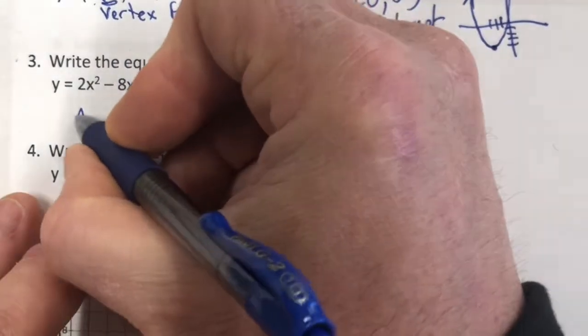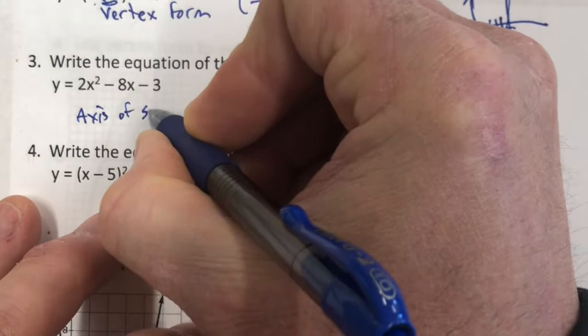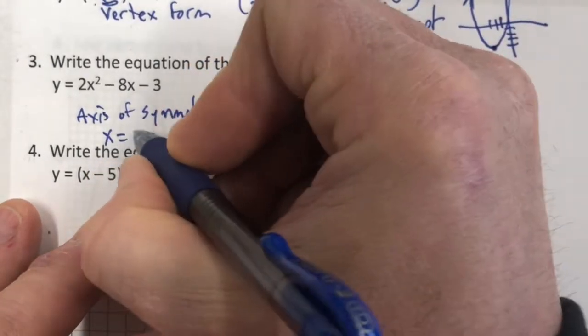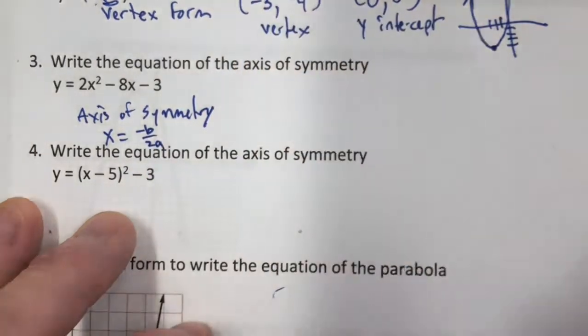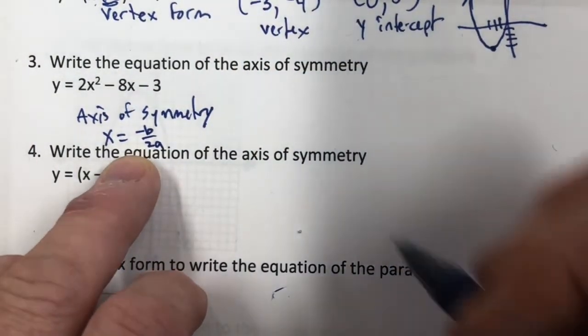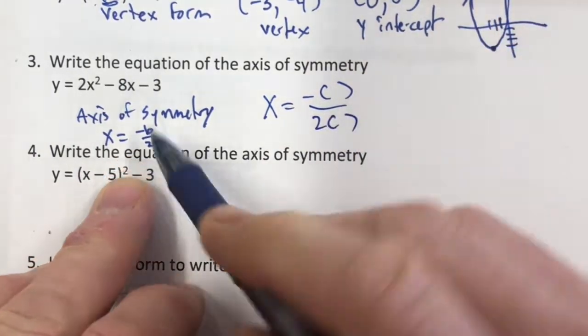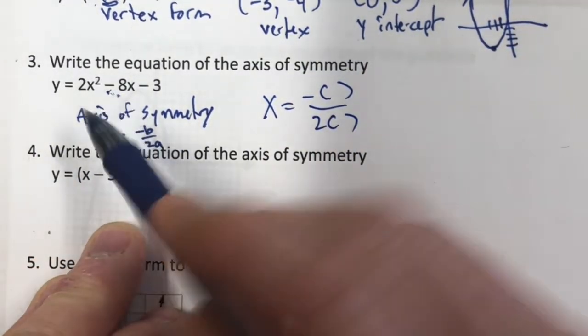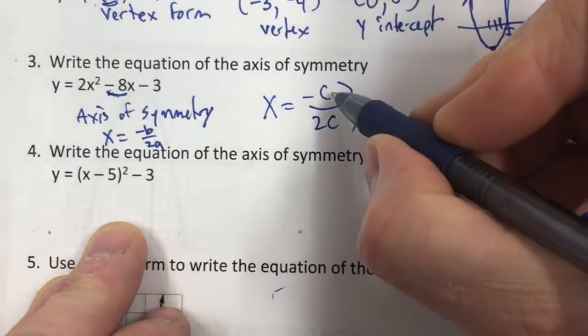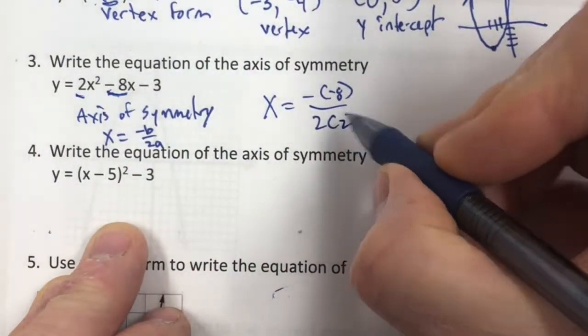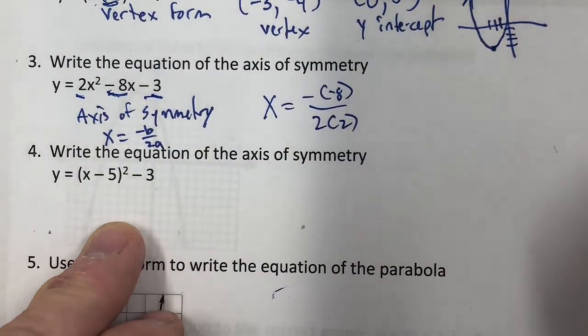All right, we just did that a while ago. The axis of symmetry is x equals negative b over 2a. So in this problem, if I look at the problem, right there's my b, negative 8. So I put a negative 8 right here. There's my a right there too. This is the c right here, but we don't need the c.